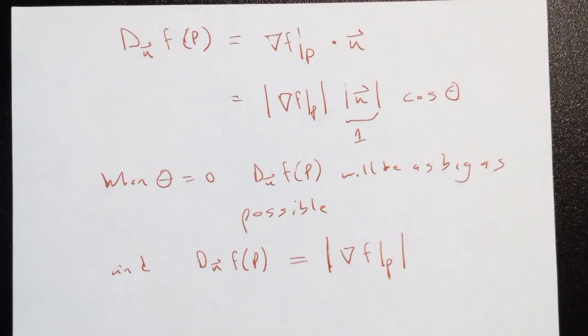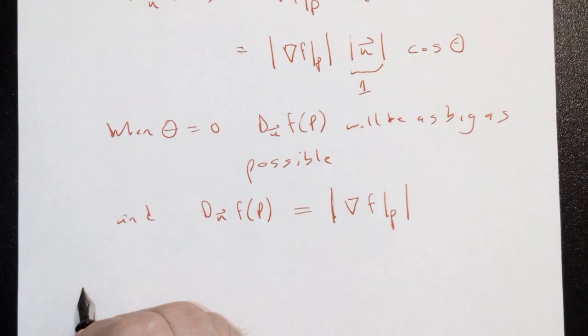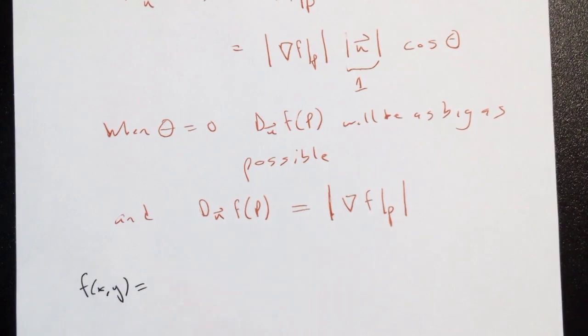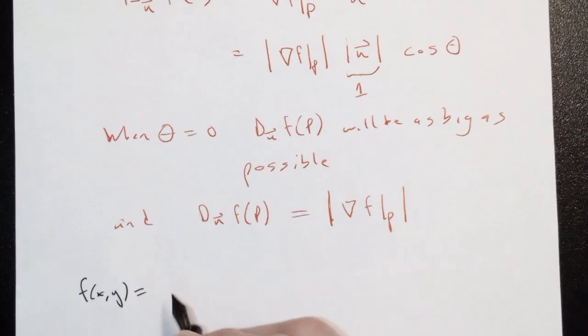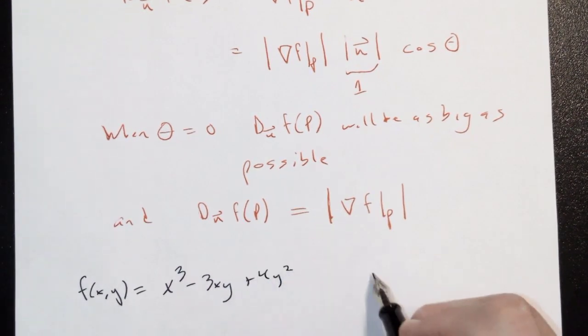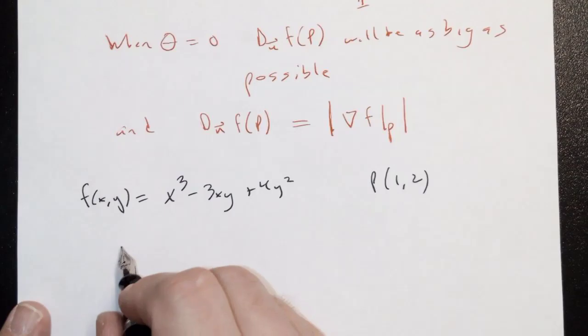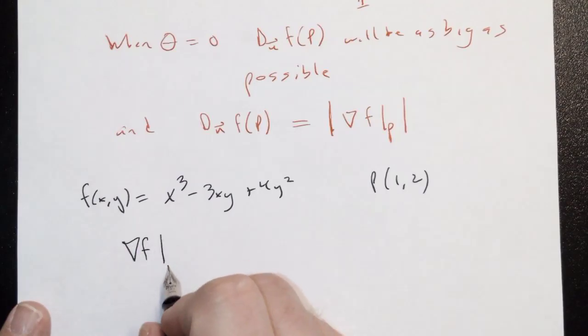Wait a second. I've got to go back to that first example again. The first example had x cubed minus 3xy plus 4y squared, and we were at the point (1, 2), right? So let's work out the gradient of f at this point.